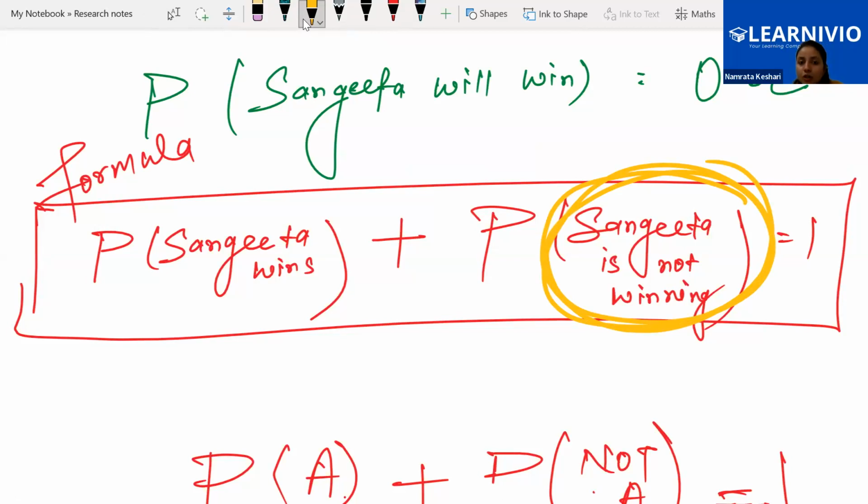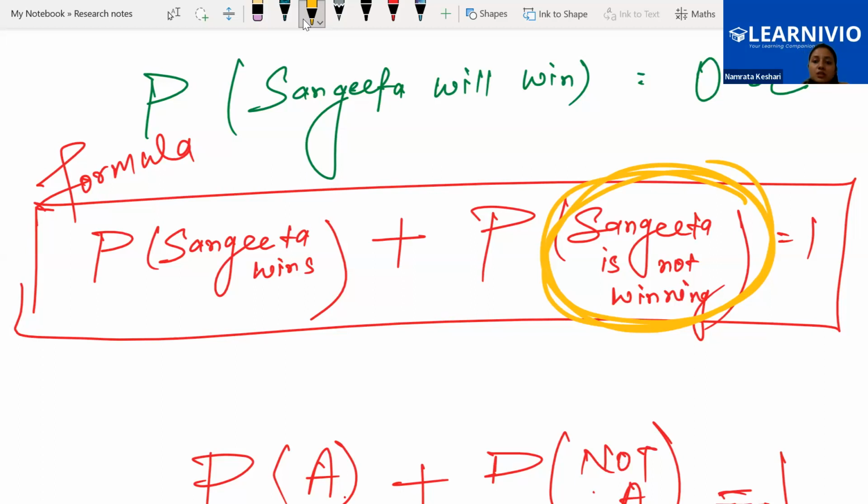If Sangeeta is not going to win the match, then who will win the match? Reshma. Reshma is going to win. Okay. Me and Aisha are playing a tennis match. If I am going to lose the match, who will win the match? Aisha will win the match.